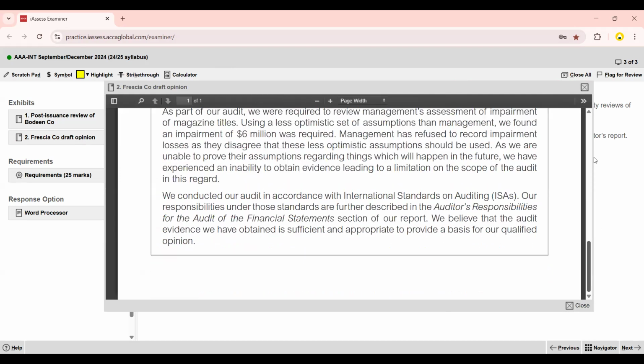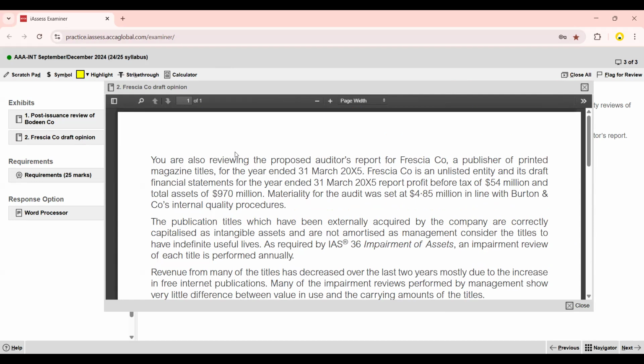You are also reviewing the proposed auditor's report for Frescia Company, a publisher of printed magazine titles, for the year ended 31st March 2005. Frescia Company is an unlisted entity, and its draft financial statements for the year ended 31st March 2005 report profit before tax of $54 million and total assets of $970 million. So these figures are given to you for the materiality.